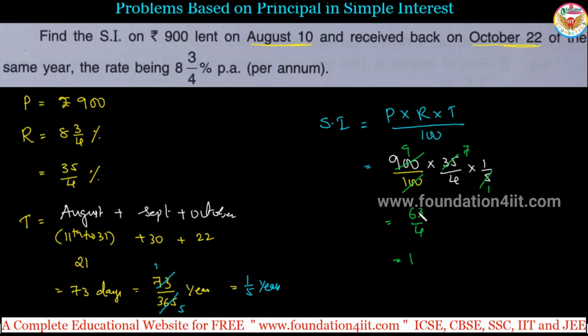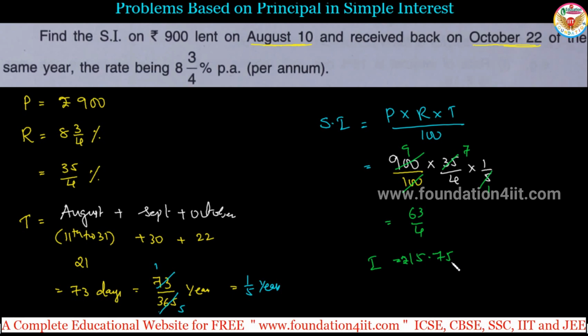Approximately, 4 ones are 4, 23, 5 fours are 20, 30, 7, 5. 15.75 is the interest. So simple interest is rupees 15.75, 15 rupees 75 paisa. The number of days is very less, so I got a smaller amount. Rate of interest per annum, principal is given. Only time should be in years. Count the days and divide by 365, then you can substitute in this.